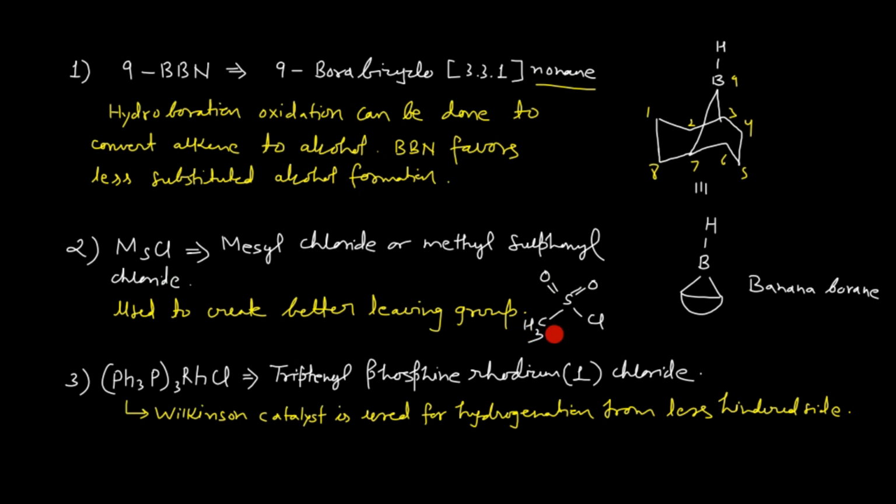Basically, the role of this MsCl is just like your tosyl chloride. It converts the poor leaving group into the better leaving group. I have already written here, used to create a better leaving group, right? If the functional group is present and that functional group is not a better leaving group, then you can derivatize that particular functional group with the help of this MsCl to convert that functional group into the better leaving group. This is the important function of MsCl.